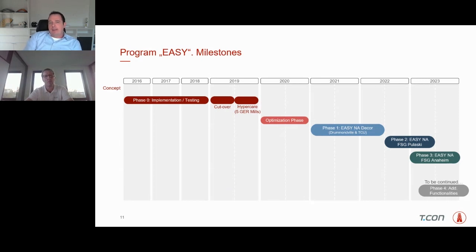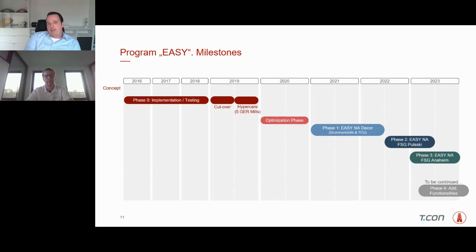During our hypercare phase, we decided, based on the project and how the project was working, that we needed some kind of an optimization phase, where we went through all the different processes again, looked into the details and said, where do we need to optimize our processes, and where do we need to optimize our master data, for example, or the system itself. And we decided that we will do an optimization phase for 1 year, and that was 2020.